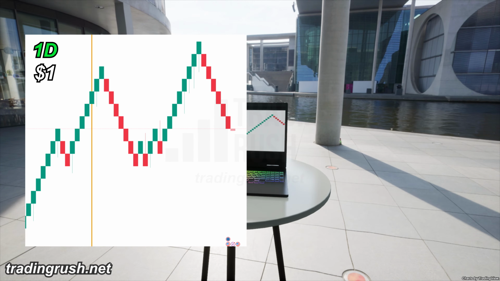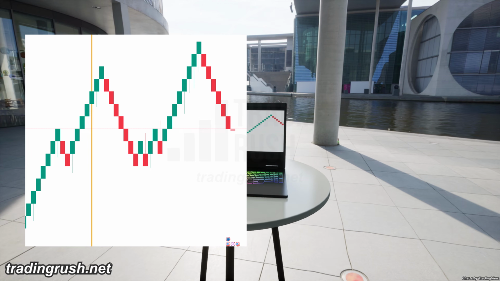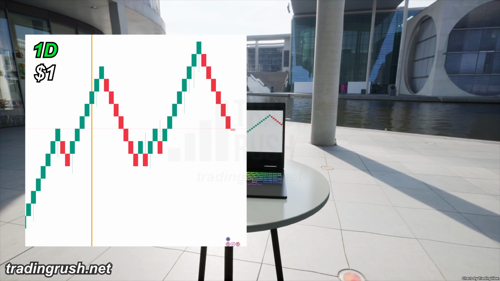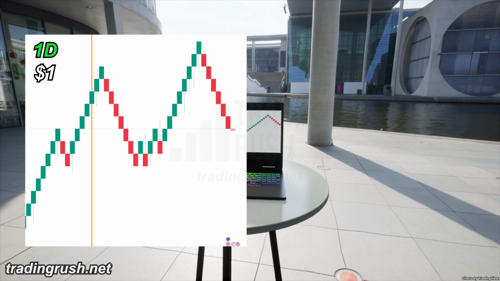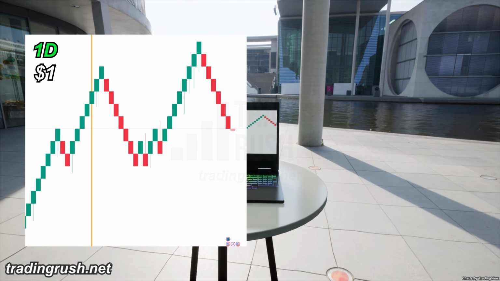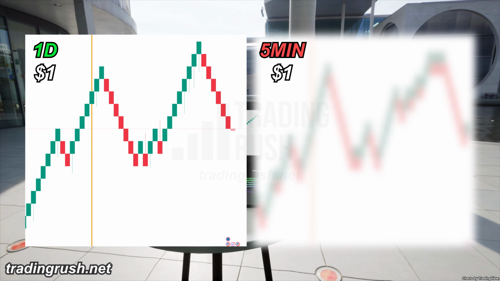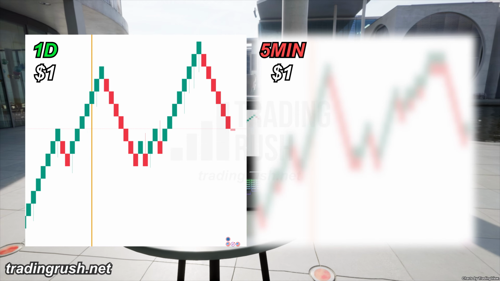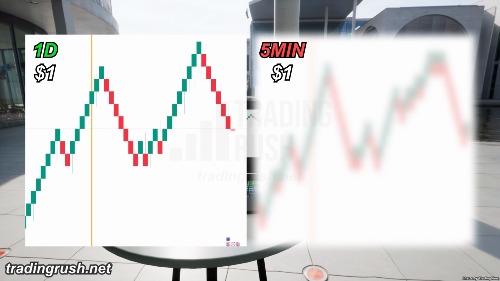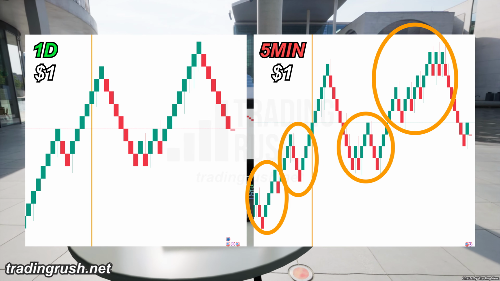Let me explain. Let's say you've opened a traditional Renko chart, and you've set the time frame to 1 day with the Renko block size set to $1. This should mean that it will always show a Renko bar after a $1 price move, right? And if you change the time frame from 1 day to like 5 minutes, the block pattern should be the same. But it's not. When I switch the time frame from 1 day to 5 minutes, the pattern changes.